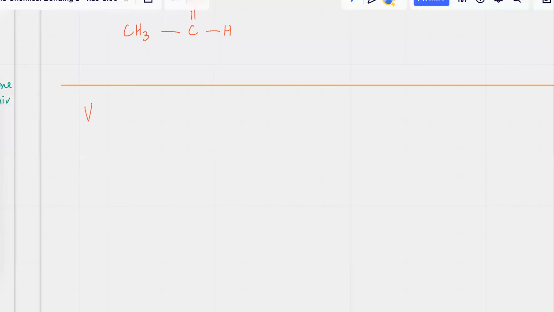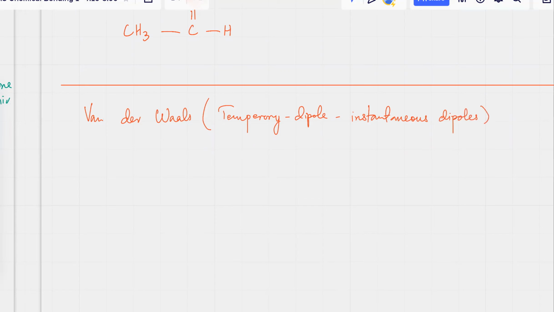The last one is van der Waals forces, which are also known as temporary dipole induced dipoles or temporary dipole instantaneous dipoles. Let's call it instantaneous. Also known as dispersion forces. This one is one of the weakest. Okay, relatively one of the weakest.